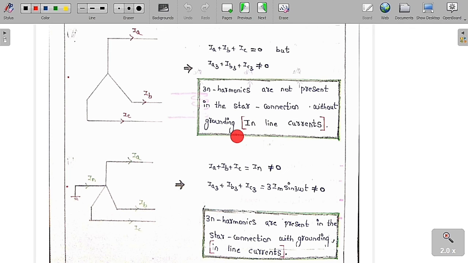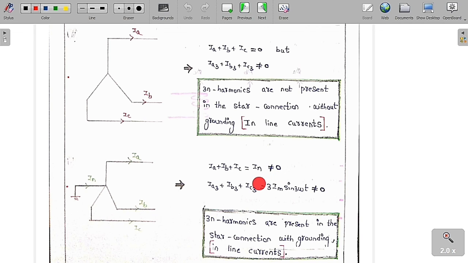Suppose if there is no grounding, then definitely we can say that only 3n plus or minus 1 harmonics are going to be present in the line currents, but 3n harmonic currents are never going to be present in the star connection without any ground. Suppose if the ground is there, then what is going to happen? So these are the line currents IA, IB and IC. This is the neutral current IN. If you apply the KCL, then we can say IA plus IB plus IC is equal to IN. IN is not equal to 0.